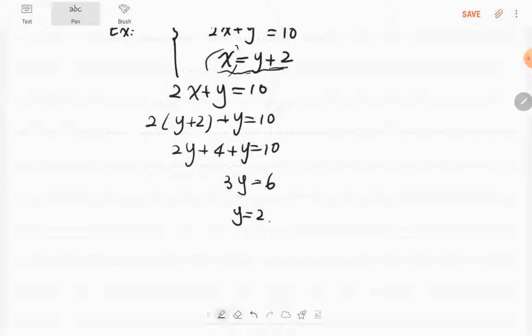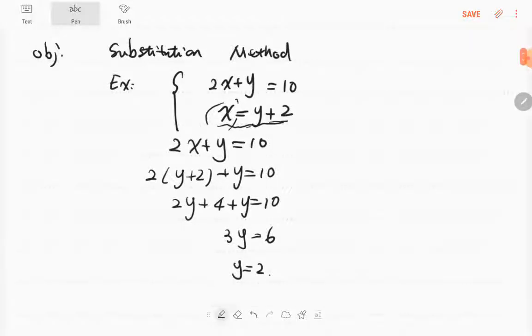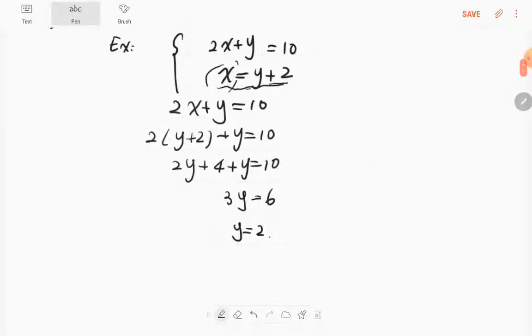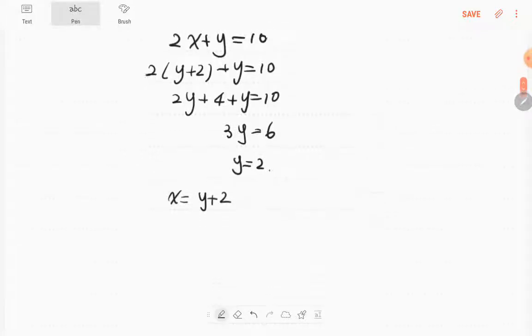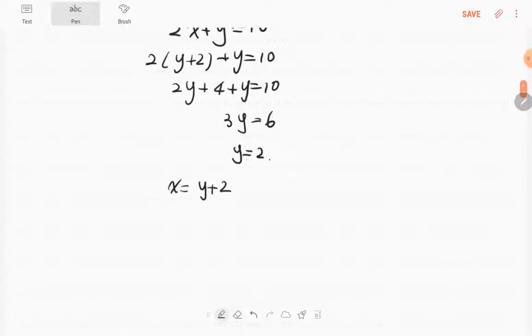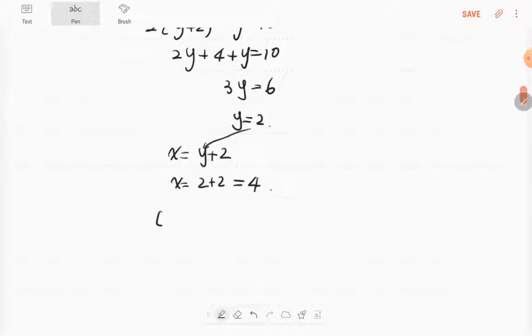Okay, first we get the value of y, but because we still need to find the value for x, we can use either equation. So we can go back to this one: x is equal to y plus 2. Because this time we already have the value of y, x is equal to 2 plus 2. x equals 4. Right? So we get this ordered pair (4, 2) as our solution.